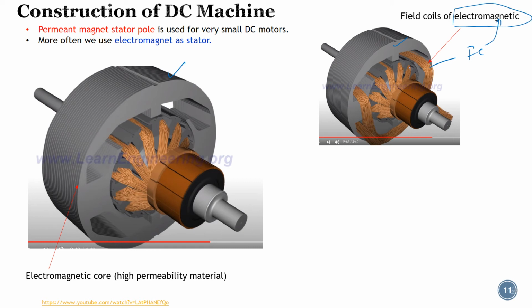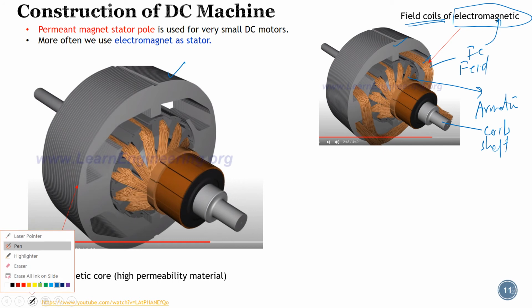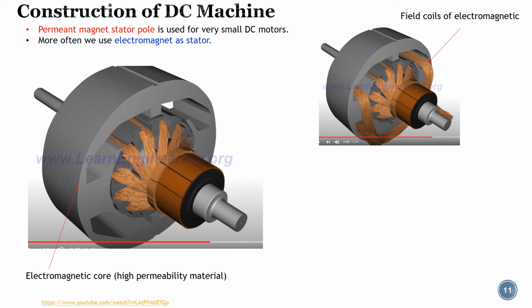The coils which we place inside of this are called field coils. These are my armature coils, or rotor coils. This is just the shaft, for the rotation. Now the question is how we can feed these two coils. This is my field coil and this is my armature coil.